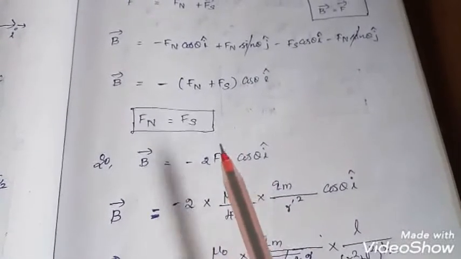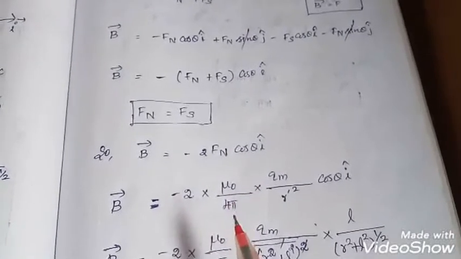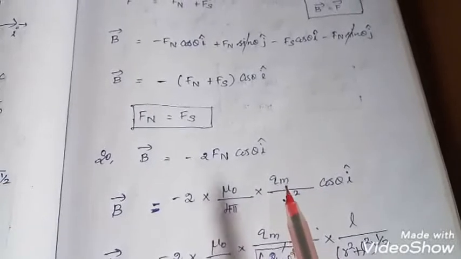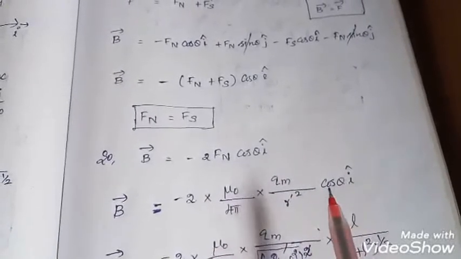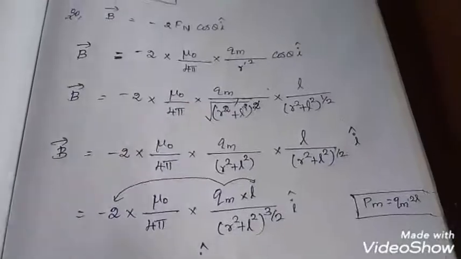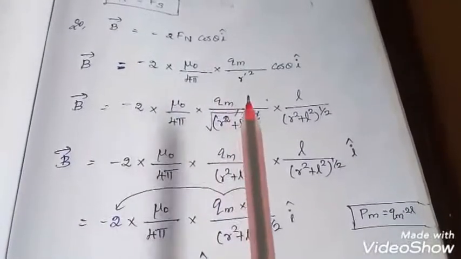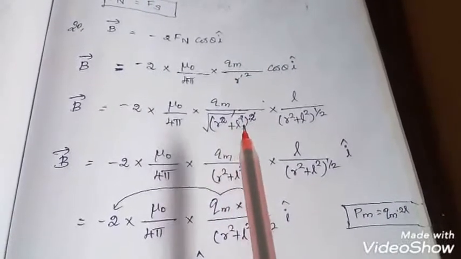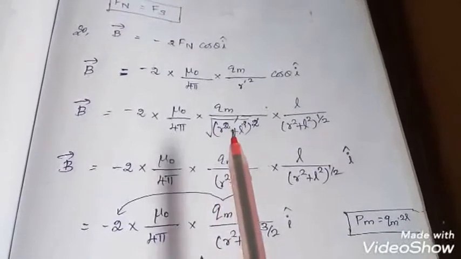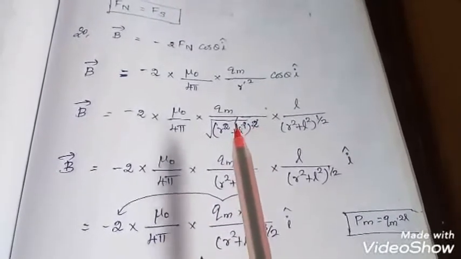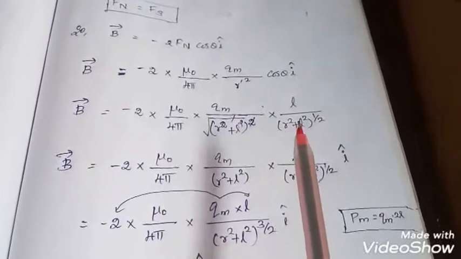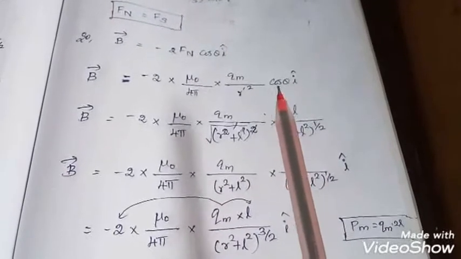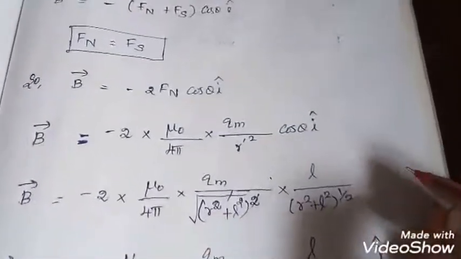Already we know the formula of force, that value is mu naught by 4 pi into Qm. The unit pole value is 1. So Qm by r dash squared, cos theta i cap. Now we write the term as it is, and r dash squared value is r squared plus l squared, the square root of r squared plus l squared the whole squared. We cancel out the root and square, and l by (r squared plus l squared) the whole power 1 by 2 is the cos theta value, and here i cap also.